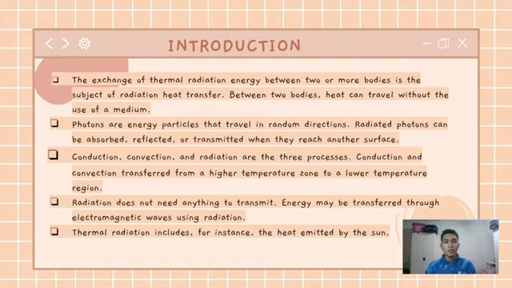For example, heat from the sun is a type of radiation which is classified as thermal radiation.